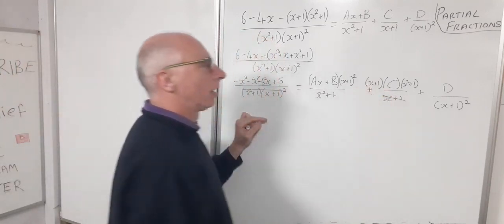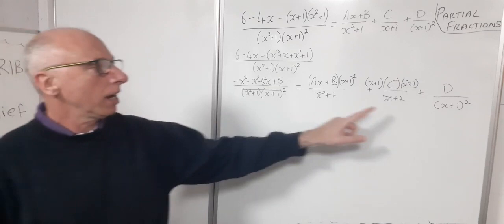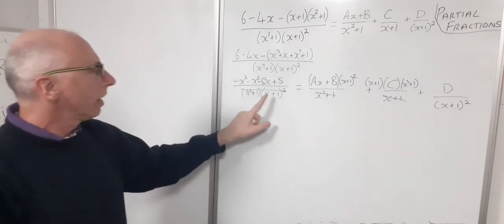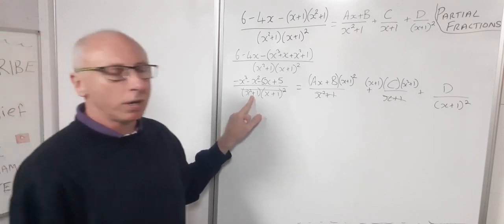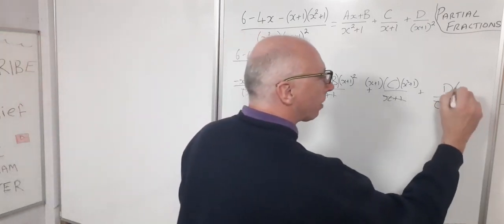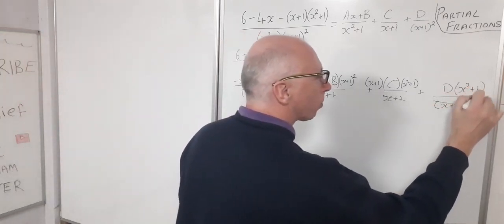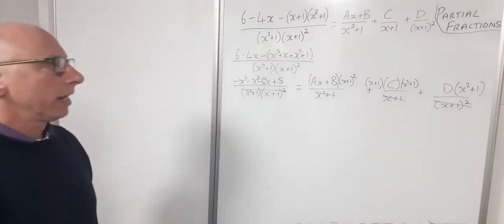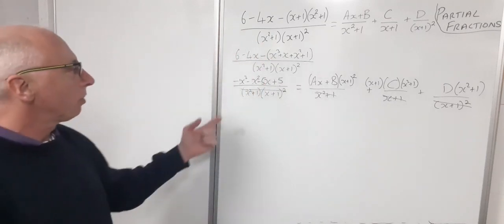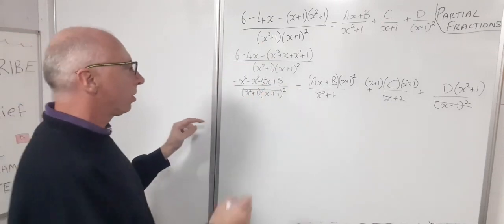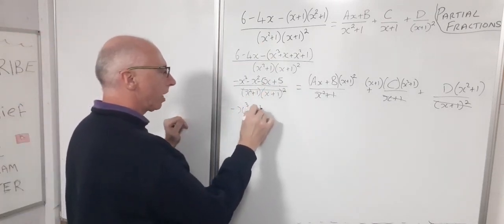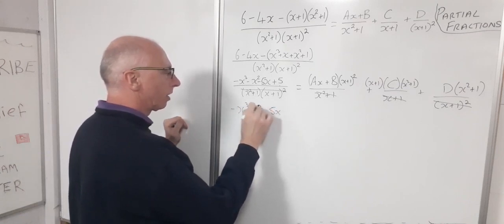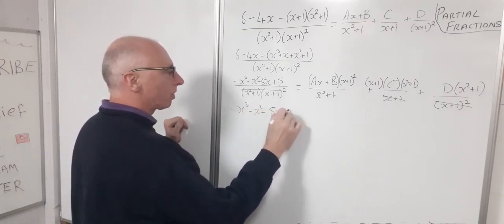Okay, now this time, this one, x plus 1 squared, that will cancel out all of that, and I'll be left with the x squared plus 1. So that will cancel out the x squared plus 1. Okay, so now what I need to do is to rewrite this as just this term here. So minus x cubed minus x squared minus 5x and plus 5.